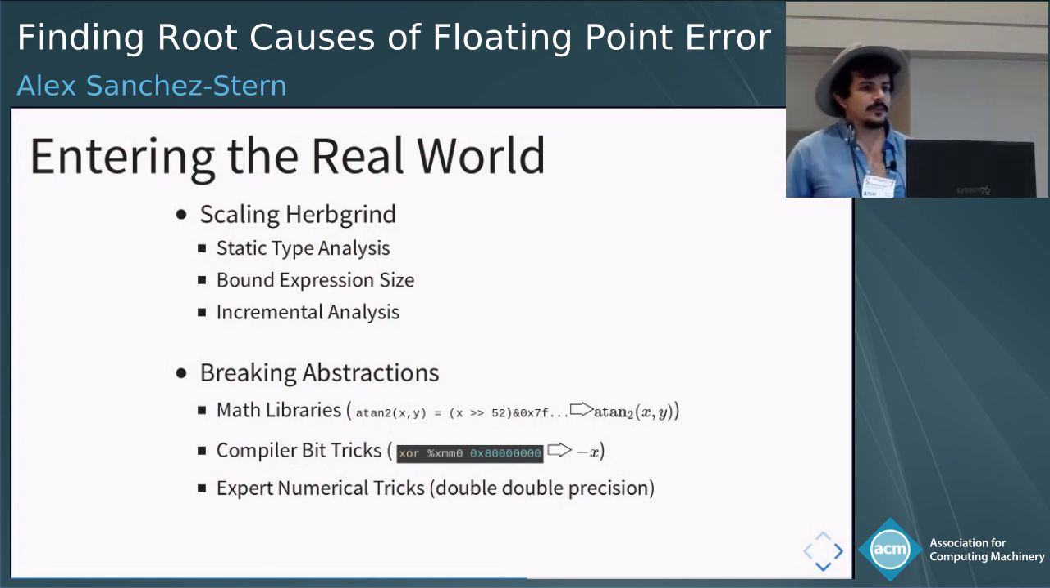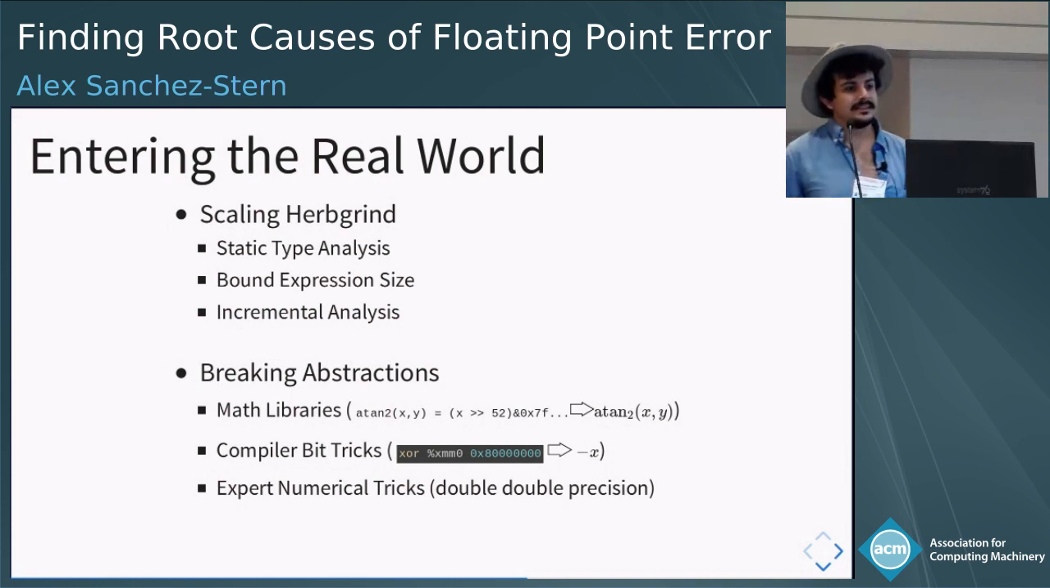So for instance, experts will often build up error in one part of the program so that it can cancel out error in another part. And if we just treated this naively, we would look at these places where error is built up and we would report them as potential root causes of error. And we'd have a lot of false positives. So instead what we're going to do is try to detect where experts are using these tricks and not report the false positives.